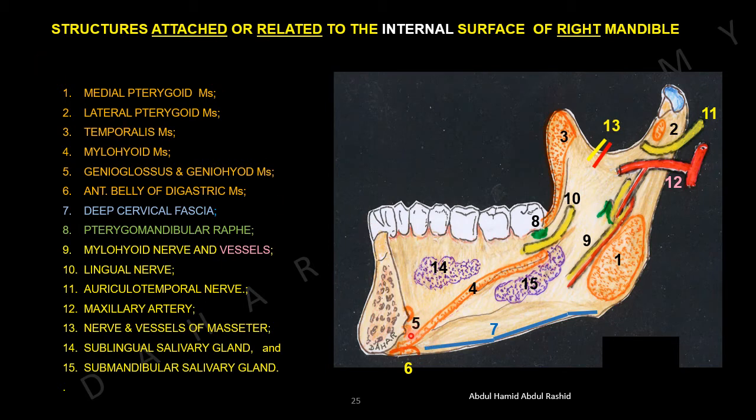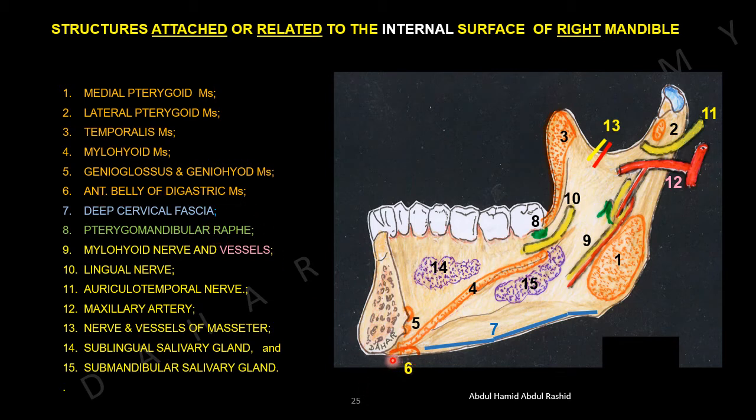And number 5, we have two pairs of spines or tubercles, the genial tubercles, a superior pair and an inferior pair. The superior pair is attached by the genioglossus muscle, coming from here to the tongue, and the inferior pair is attached by the geniohyoid muscles. And next is number 6, the anterior belly of the digastric muscle.